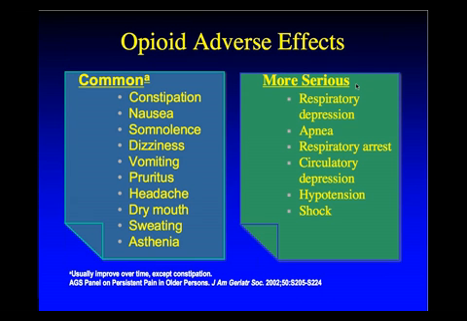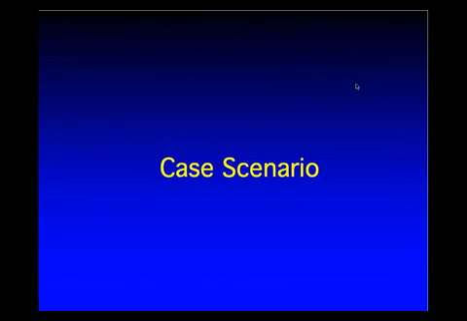The more serious side effects with opioids are respiratory depression, certainly stopping breathing, apnea for a very short amount of time, respiratory arrest, which is potentially fatal, of course, circulatory depression, fatal, of course, and some of the drug interactions can lead to very high levels of these opioids, and that's why we have to be careful when we look at this. So let's look at a case scenario.